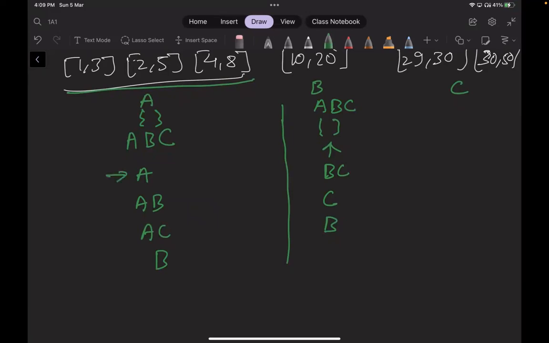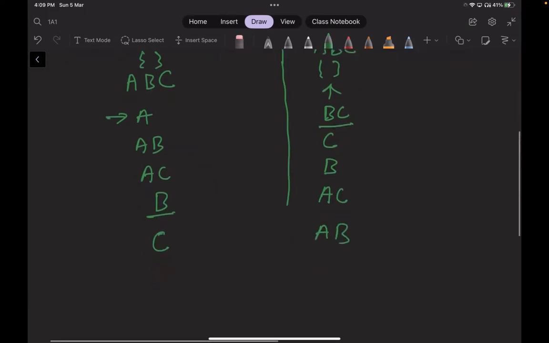Subset A makes sense. If A is on one side, BC will be on the other side. If B is on one side, then AC will be on the other side. If C is on one side, then the left part AB will be on the other side. This is all of size one done.